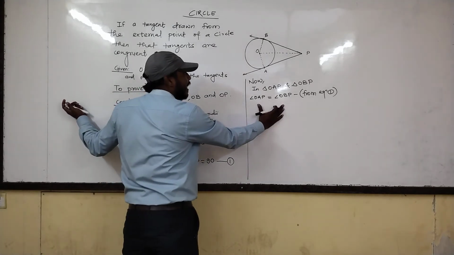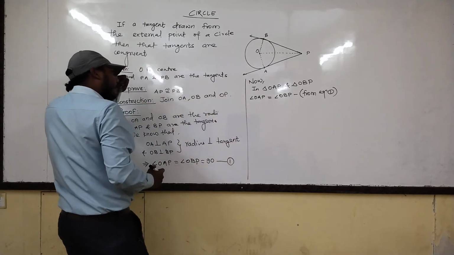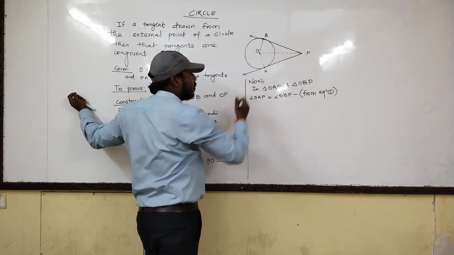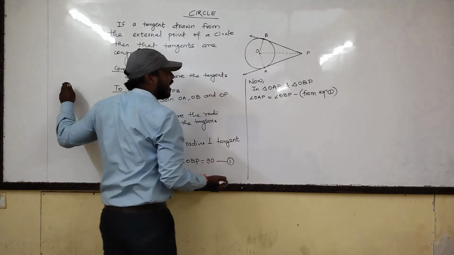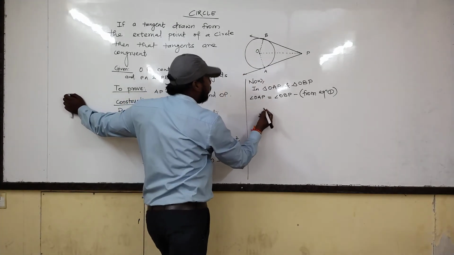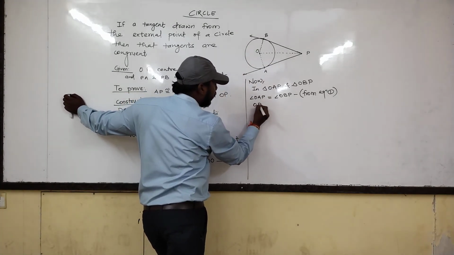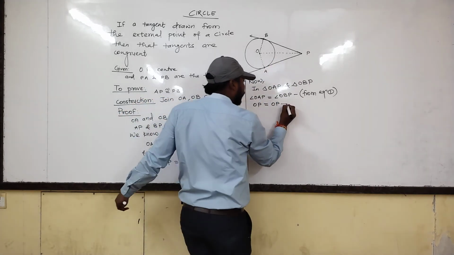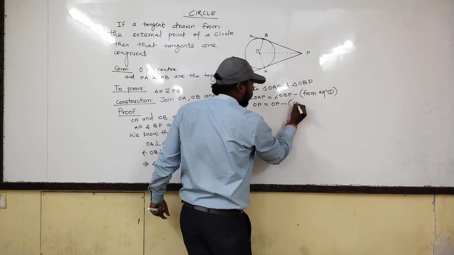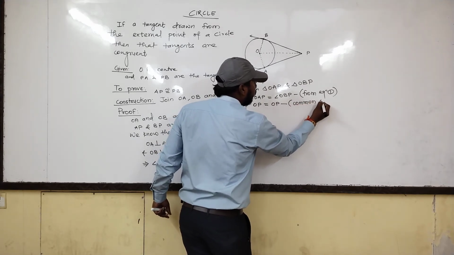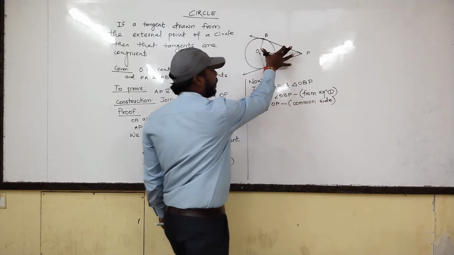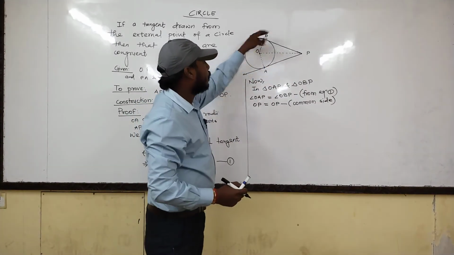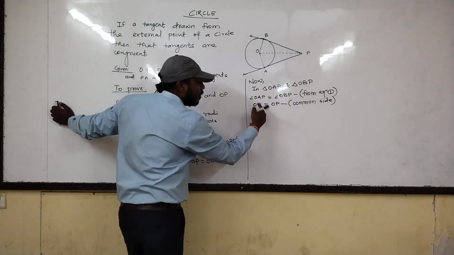So now we have one angle. Apart from that, this is the right angle, this is the hypotenuse, and this is one side. In this triangle, OP is equal to PO, which is nothing but the common side. OP is a side that is present in both triangle OAP and triangle OBP.